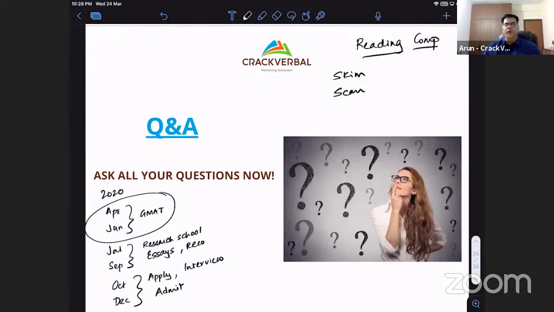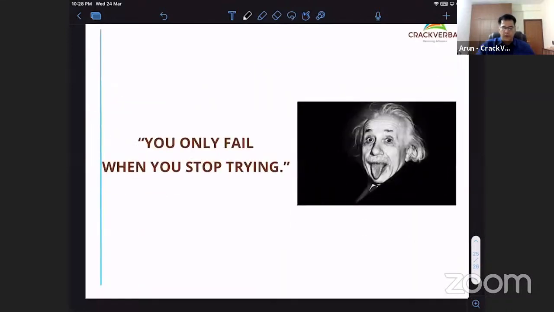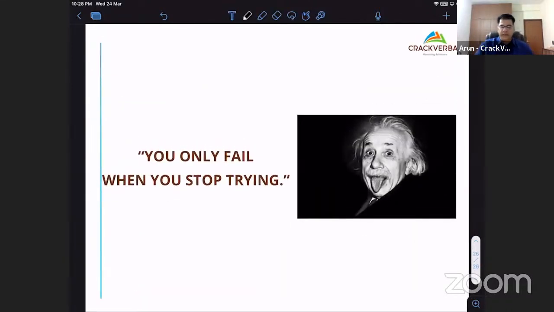And if not, I just want to leave you with this thought, which is we really fail when we stop trying. A lot of GMAT is just about being smart, about making sure that you think about it, that you are able to apply yourself onto these questions. Treat it like a riddle, treat it like a puzzle, and I'm pretty sure you will get the higher scores.